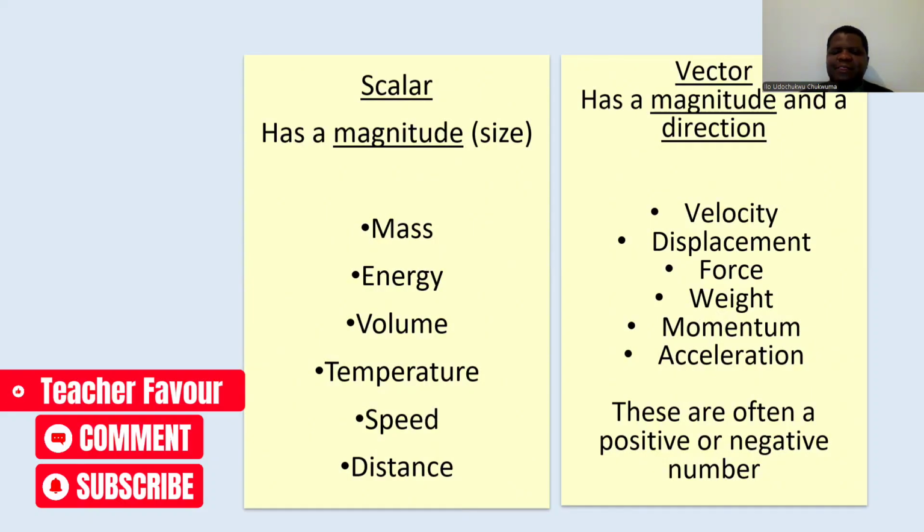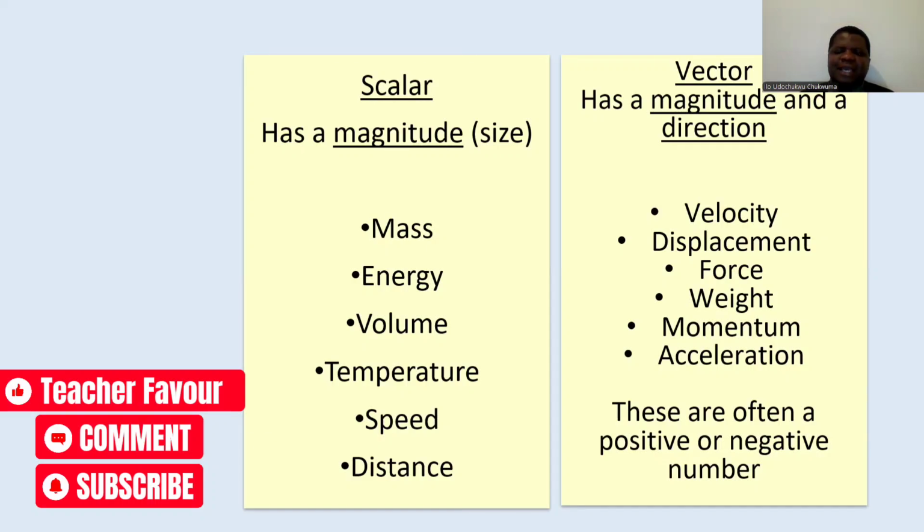Let's give an example. If we have a measurement of 5 meters, 5 is a numerical value. Meters is the unit. So 5 meters can be classified as a scalar quantity. But if we have a measurement of 5 meters north, 5 is a numerical value, meters is the unit, and north is a direction. So 5 meters north is a vector quantity, while 5 meters is a scalar quantity.